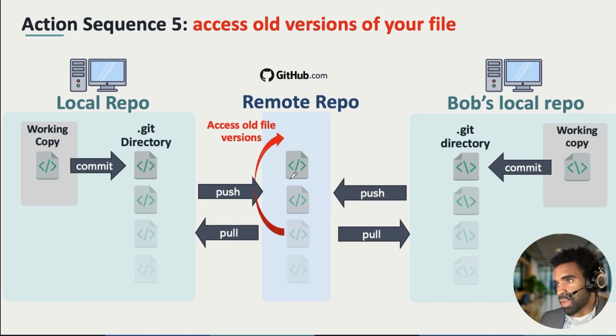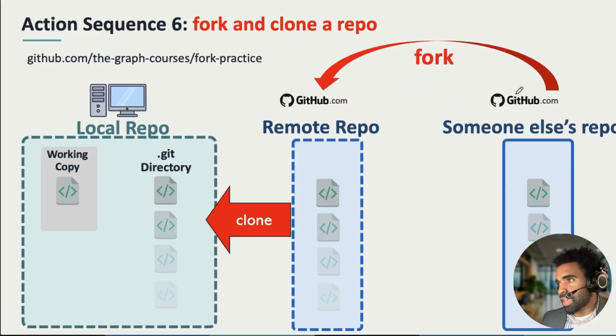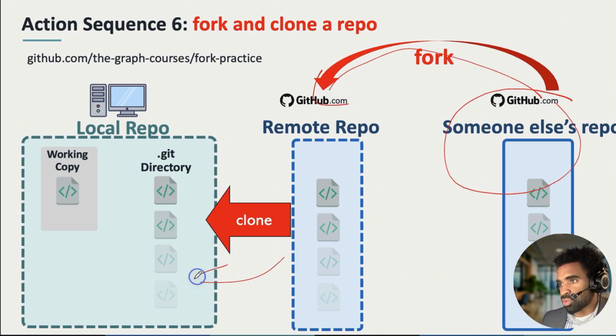Then I showed you how to add a new collaborator so that they can also make changes to your repo. I showed you how you can access old versions of your files by going to github.com and clicking on the history of each file. And then finally, I showed you how you can get someone else's work by forking that and then cloning that to your local computer.